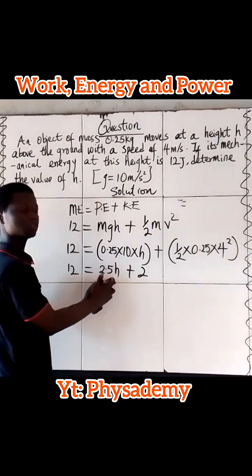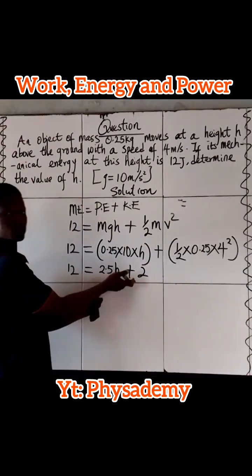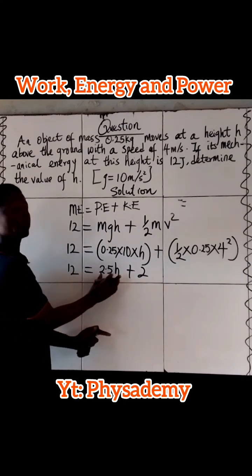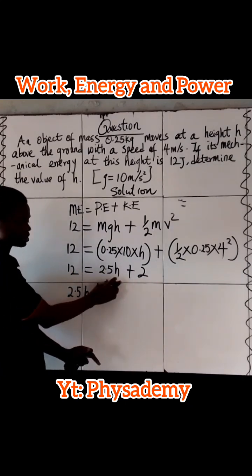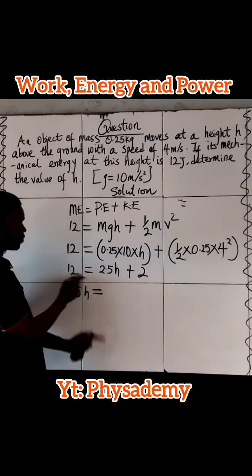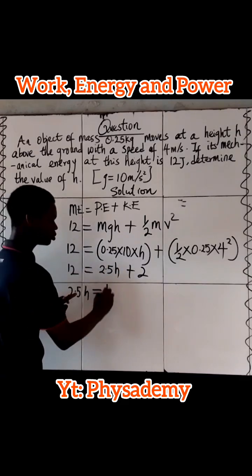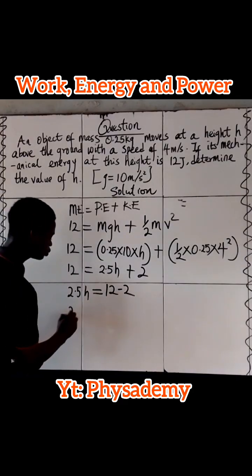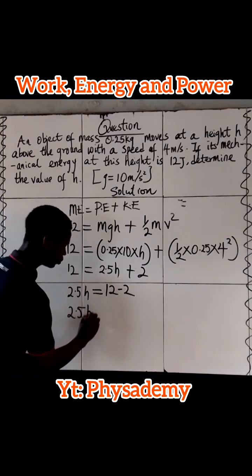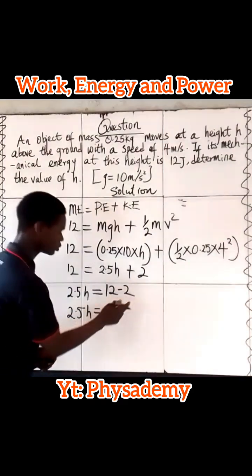Now we have this, we are trying to look for h. So plus 2 we will move it this way. 2.5 h will be left on this side, equal to 12 is here. When plus 2 crosses over, it will become minus 2. So this is what we now have. 2.5 h will now be equal to 12 minus 2, which is 10.